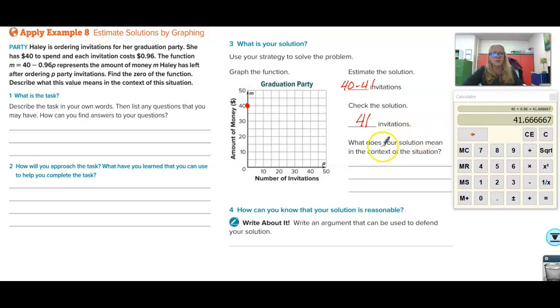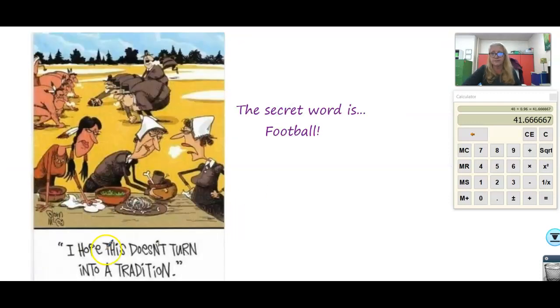What does your solution mean in the context of the situation? It means that when she starts off, she has $40. After she buys 41 invitations, she will have no money left. That's basically what they want there.